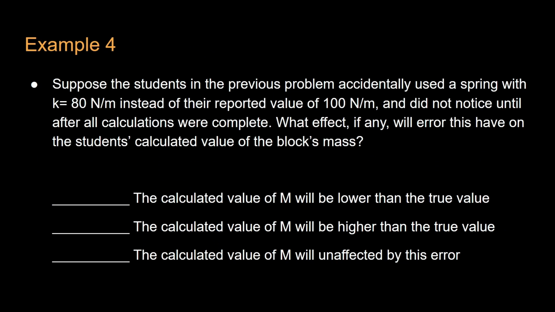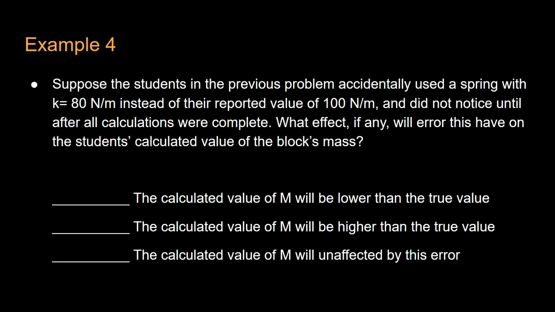So suppose that students in the previous problem accidentally used a spring with K equals 80 Newton per meter instead of the value they used in their equation of 100 Newtons per meter. And they did all their calculations without noticing. What effect would using this too large of a spring constant in their math have on the student's calculated value of the block's mass? So we're saying they plugged in a higher K than they should have.